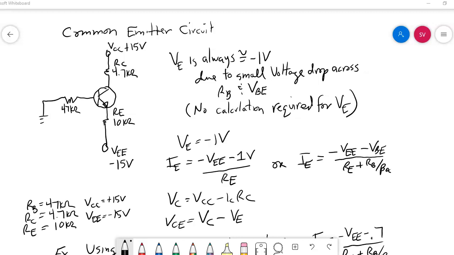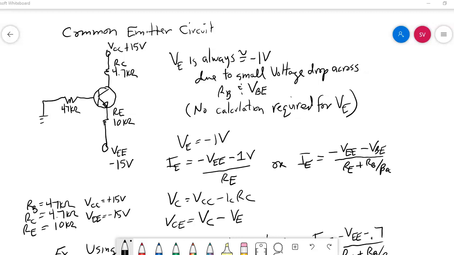One of the values that are nice is for a common emitter circuit, the emitter voltage is always equal to roughly about minus 1 volt. And this is due to the small voltage drop across your RB resistor and your forward bias base emitter junction. So no calculation is required. If you ever have to see this for a test, common emitter circuit, just remember emitter voltage is always approximately equal to minus 1 volt.